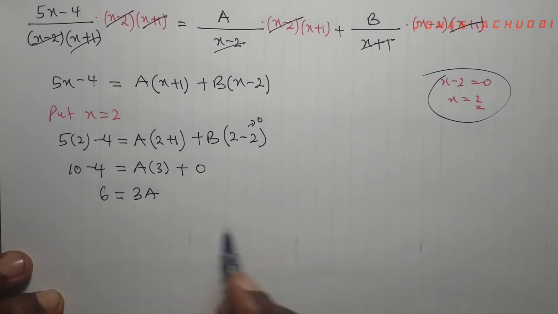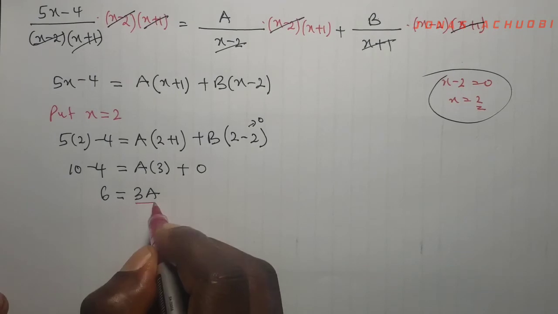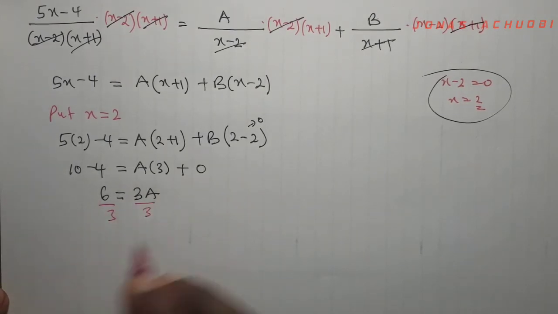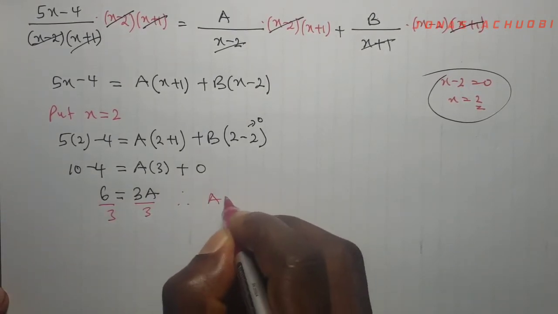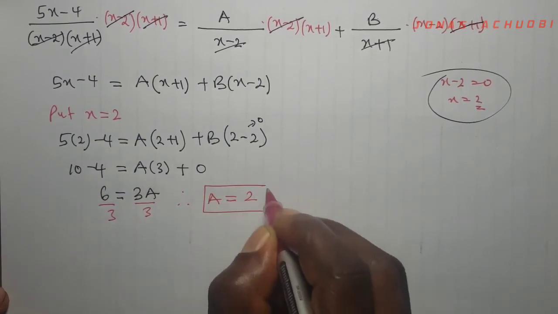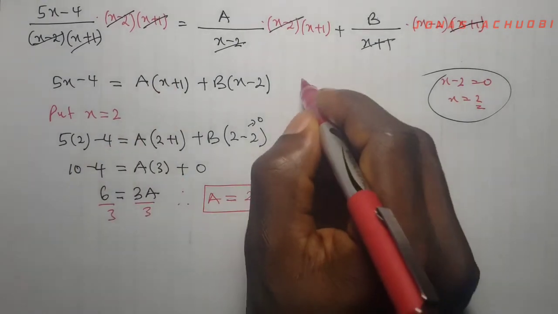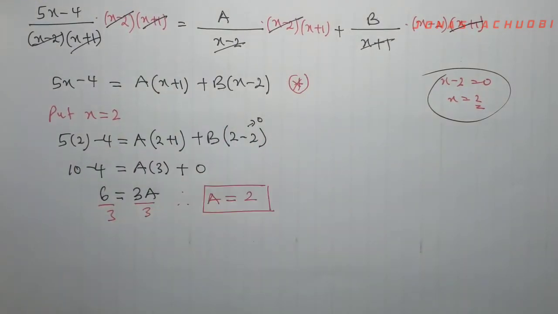We now have this. So we can now divide both sides by 3 to find the value of A. So we have that A is equal to 6 divided by 3. A is equal to 2. Now we have the value of A as 2. We go back to equation star to find the value of B.